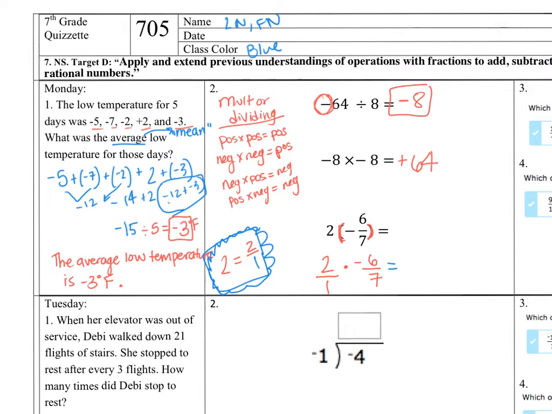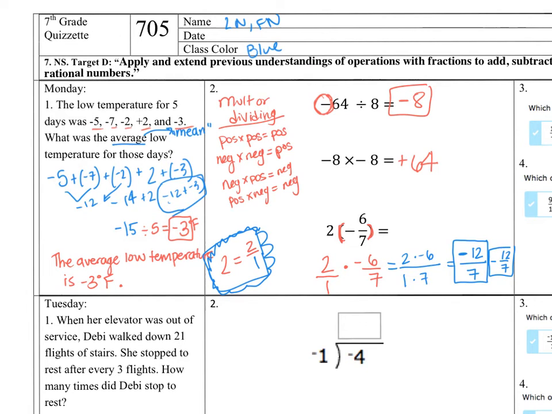So you just multiply the ones on top. So 2 times -6 and 1 times 7. A positive times a negative is still negative, which is -12. And then 1 times 7 is just 7. So this would be my answer. Another way to rewrite this is like this: -12/7.